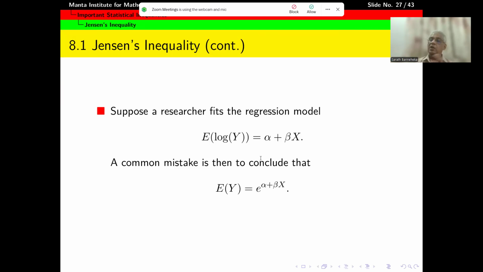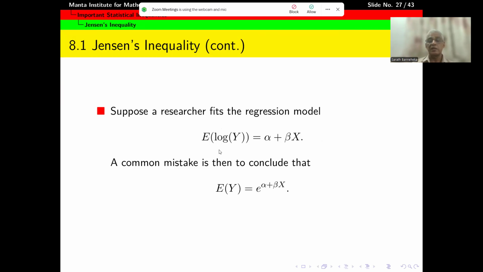For a given x, log of y is approximately normally distributed, and therefore instead of expected value of y is equal to alpha plus beta x, they consider this model, expected value of log y is equal to alpha plus beta x. This can be considered a standard regression in that case, because log y may be a new random variable, right? So they may be able to fit this model. But the mistake they make is that when they want to get the expected value, they write down expected value is equal to exponential of this thing, right?